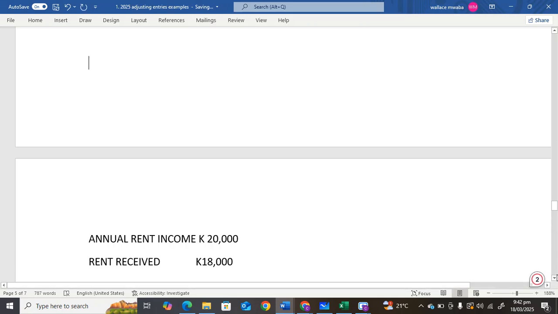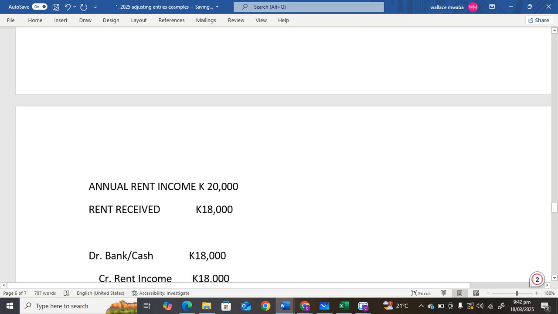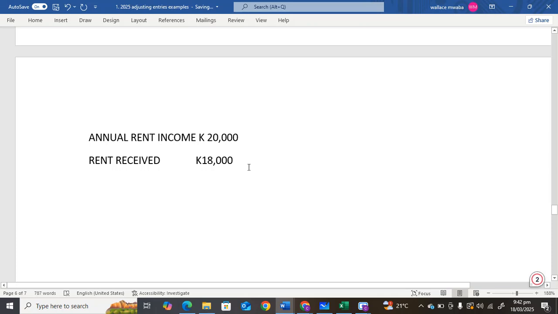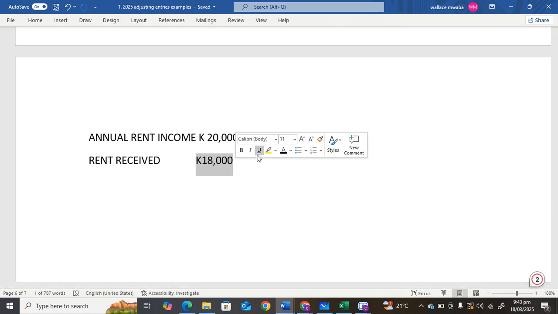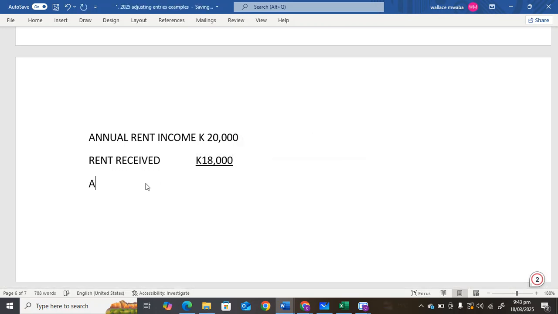In a year, you're supposed to receive rent of 20,000, but you've only received 18,000 that year. What is your accrued income? 2,000, yes. Okay, so now, as we always say, we want to see the whole story. So when you are paid this income, what will be the journal entry? Let's say when you receive this 18,000, what would be the journal entry?